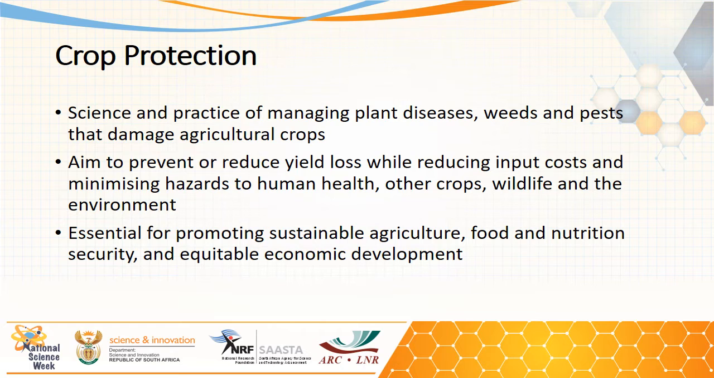I will start with what is crop protection. It is the science and practice of managing plant diseases, weeds, and pests that damage agricultural crops. The aim of crop protection is to prevent or to reduce yield loss while reducing input costs and minimizing hazards to human health, other crops, wildlife, and the environment in general. It is essential for promoting sustainable agriculture, food and nutrition security, and equitable economic development.